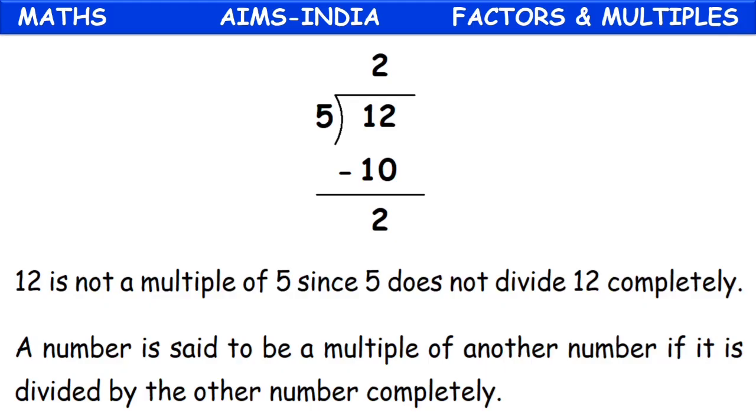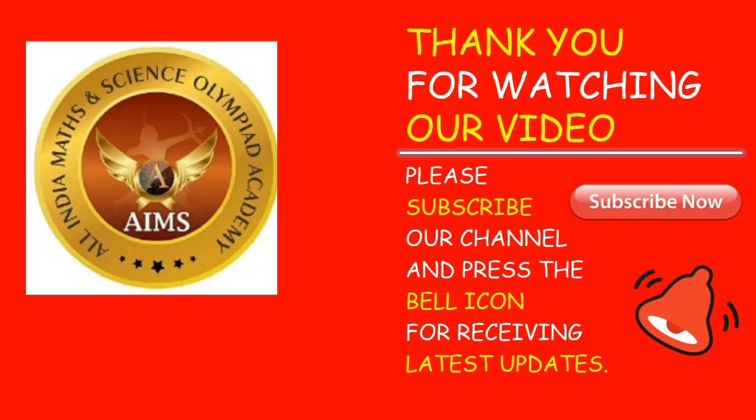So with this we have come to the end of today's class, children. What did we learn today? We learnt about factors and multiples. A factor is a number that divides the other number completely, and a number is said to be a multiple of another number if it is divided by the other number completely.